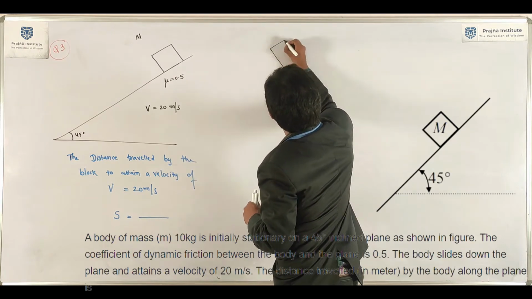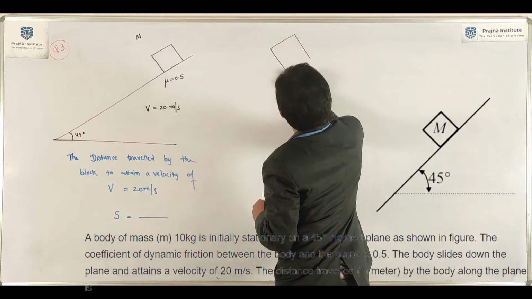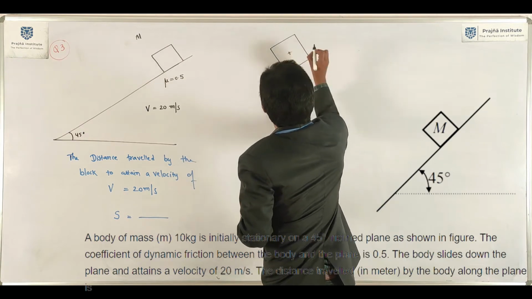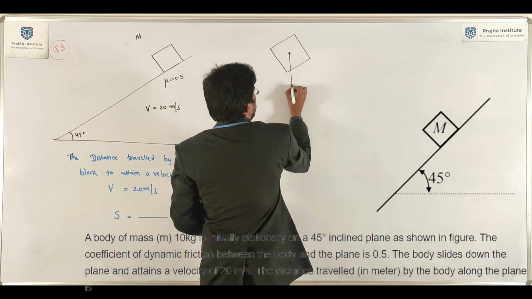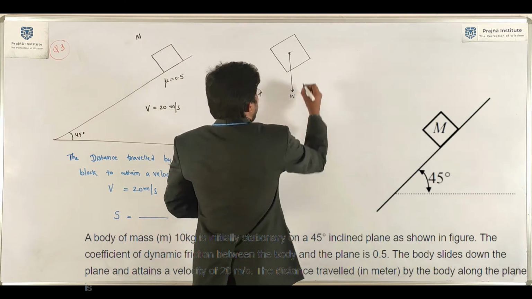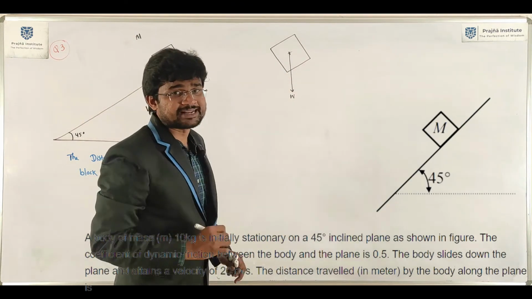So here it is, the block. What is the first statement? Weight always acts vertically downward. At every contact surface, two normal reactions will be acting.